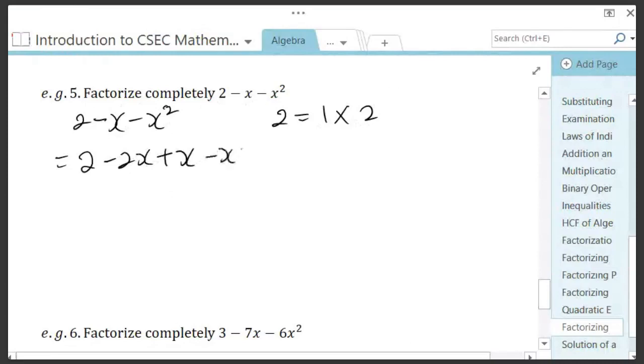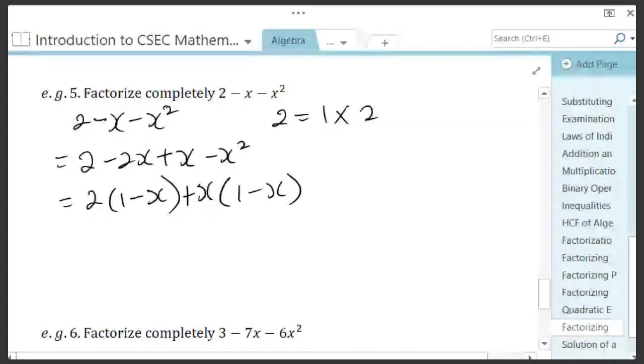The HCF of the first two terms here is 2. So 2 into 2 is 1, minus 2x divided by 2 is minus x. Okay, repeat the brackets here: 1 minus x. Positive x divided by 1 here is plus x. Notice that x multiplied by minus x will give minus x squared.